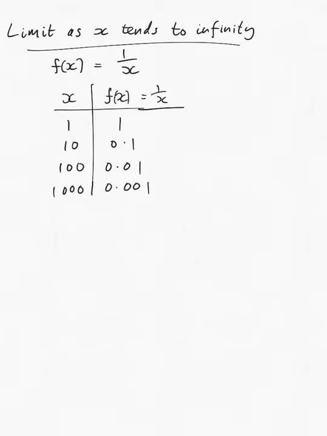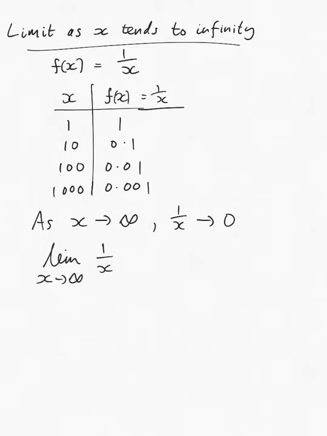And in fact, we find that we can make f of x as close to 0 as we like by making x big enough. So what we would say is that as x goes to infinity, 1 over x goes to 0. So we'd write that as the limit as x tends to infinity of 1 over x is equal to 0. So that statement means that I can make 1 over x as small as I like, or as close to 0 as I like, by making x sufficiently large.